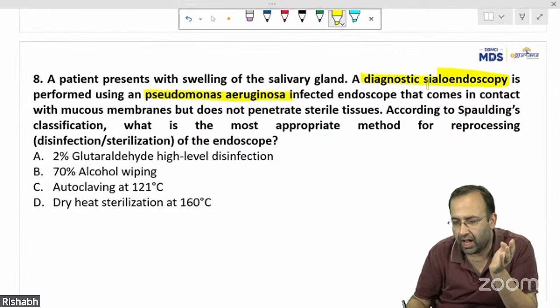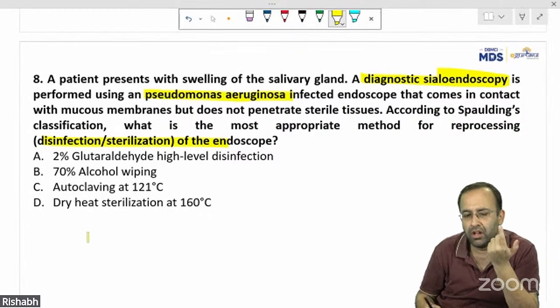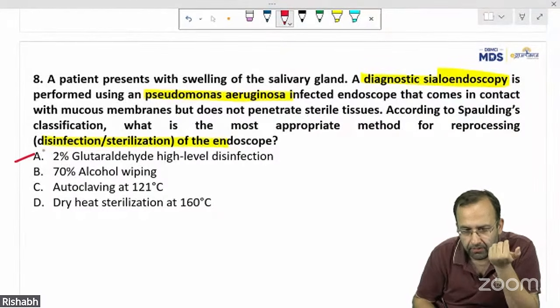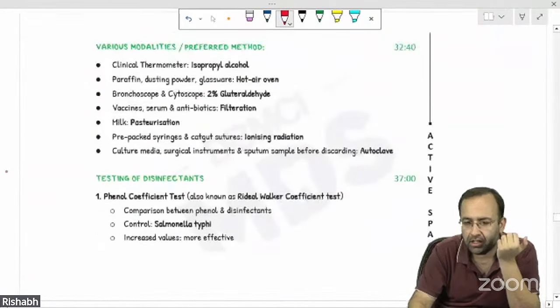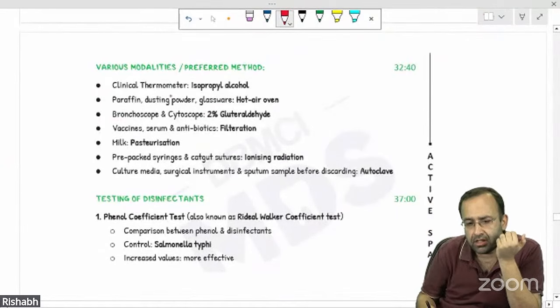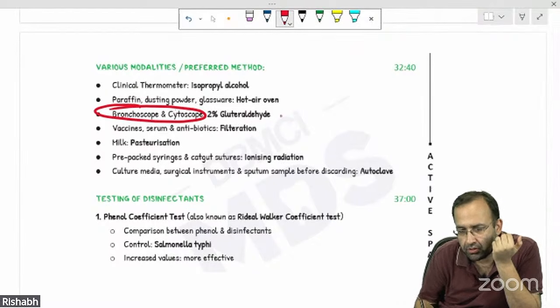Next, there was this question in which diagnostic endoscopy was performed and Pseudomonas aeruginosa का suspected infection था and endoscopy करनी है. How will you disinfect or sterilize the endoscope? You will use a high level disinfection. We use 2% Cidex. नहीं ना नम्रता, ये तो अपना सीधा साधा था ना. ये from the notes itself, various modalities. What is the modality of choice for bronchoscope and cystoscope?